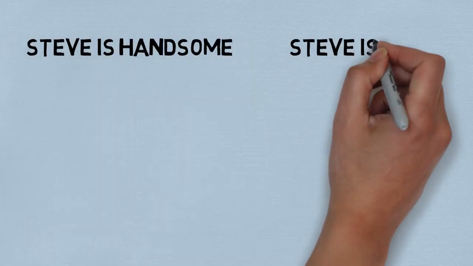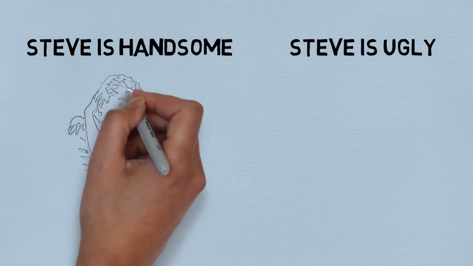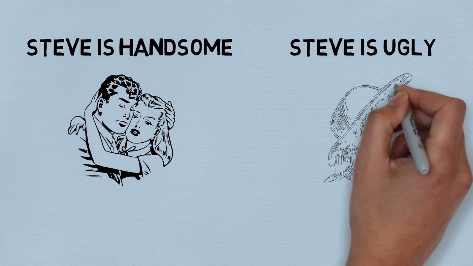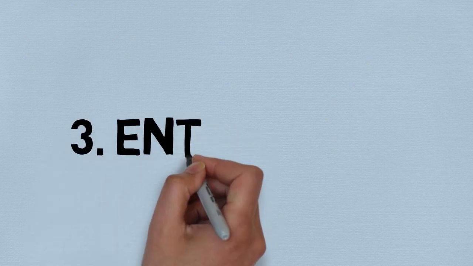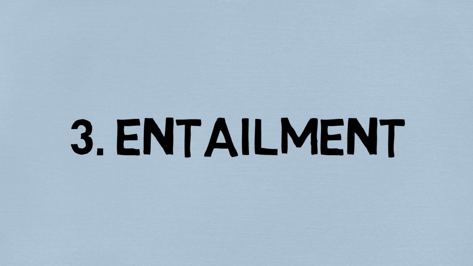And Steve is handsome versus Steve is ugly. Someone can't be both handsome and ugly to the same person at the same time, barring some, I suppose, really complex emotional situations. Note that a pair like I like dogs versus I like cats is not a contradiction because somebody can like both dogs and cats. The third and final type of semantic relation between sentences is that of entailment.